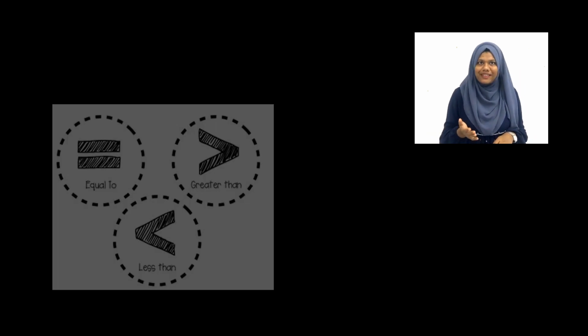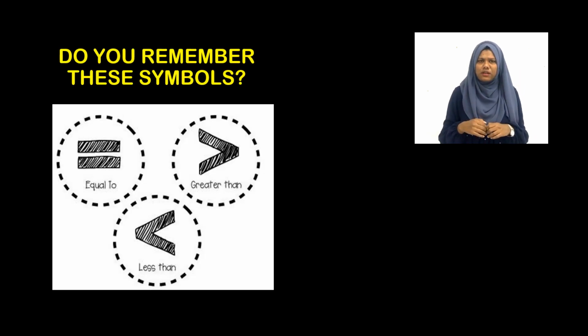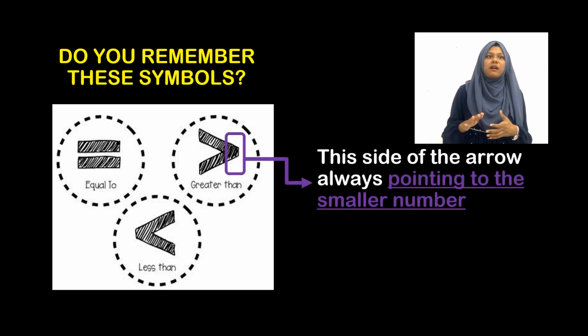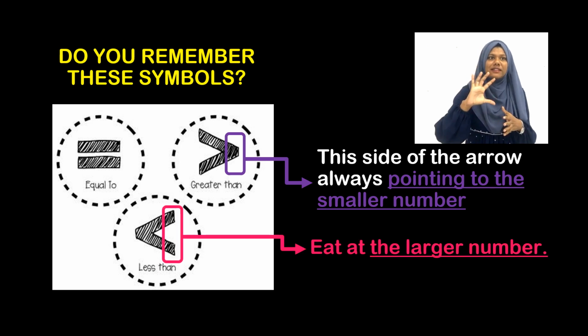Alright, now let's learn how to compare integers by using these symbols. Do you remember these symbols? The arrow is always pointing to the smaller number and eating the larger number. There is something that you have been studying in primary grades. This is actually a funny way to remember this, right?